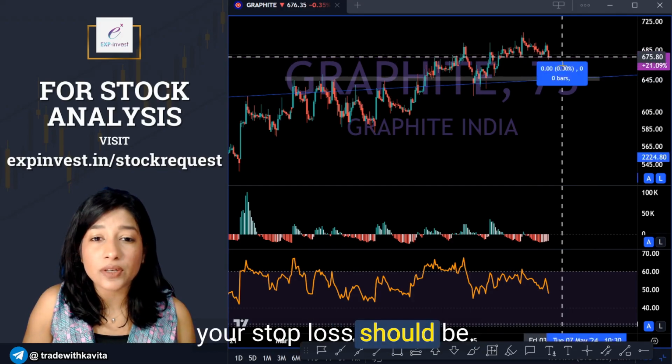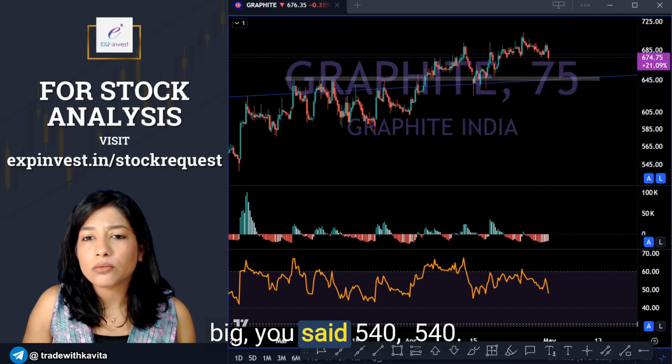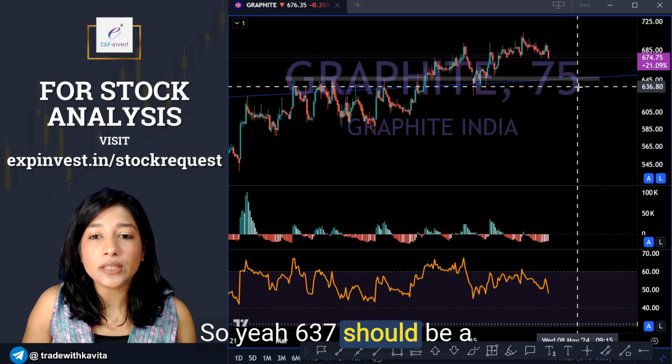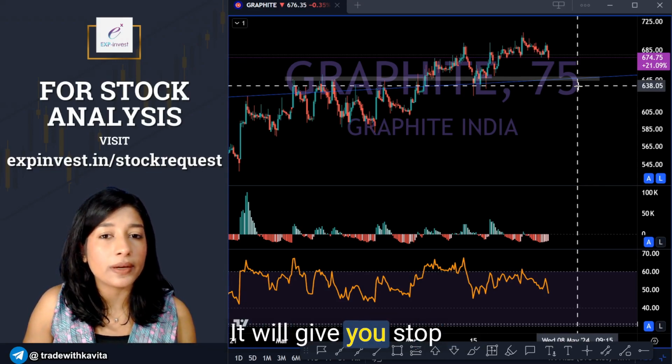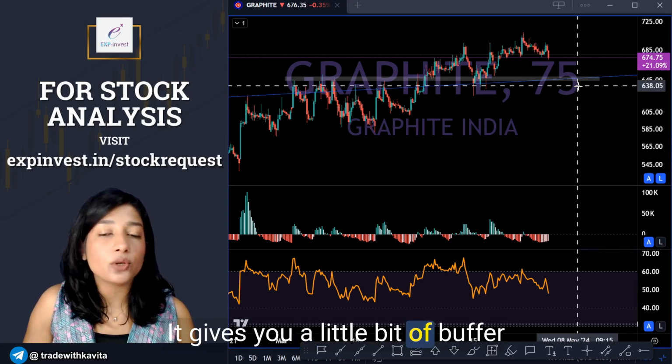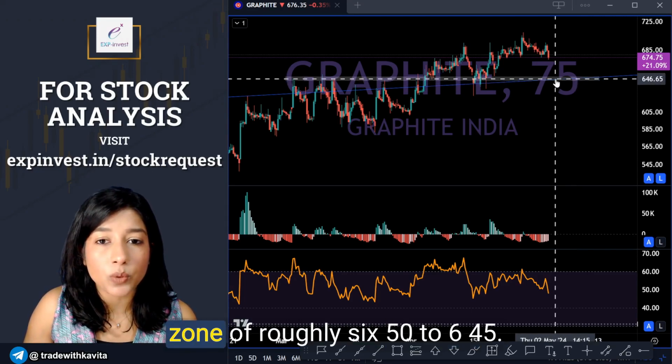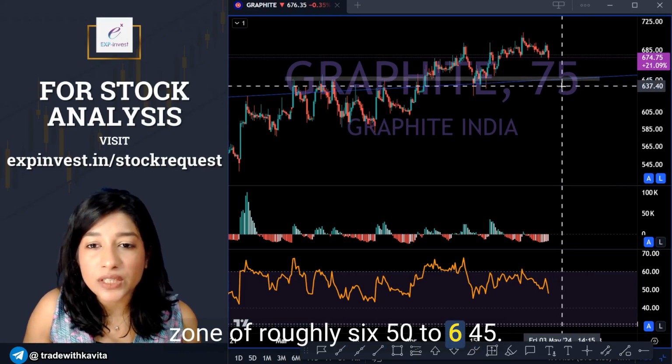637 is where your stop loss should be. Now I know it's a pretty big, you said 540. So yeah, 637 should be a pretty good support zone. It will give you a stop loss level. It gives you a little bit of buffer from the existing support zone of roughly 650 to 645.